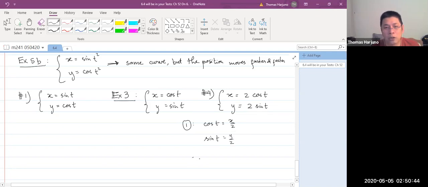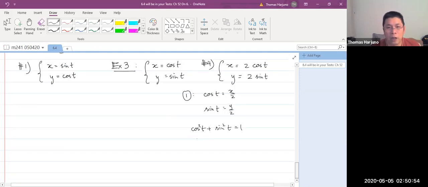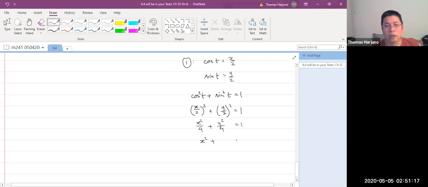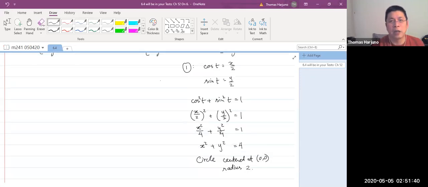Okay, and we know cosine squared t plus sine squared t equals 1, right? Therefore (x over 2) squared plus (y over 2) squared equals 1. That's x squared over 4 plus y squared over 4 equals 1. That gives us x squared plus y squared equals 4. That's a circle centered at origin with radius 2. That's the eliminate the parameter method.